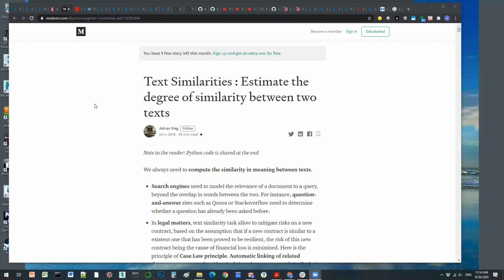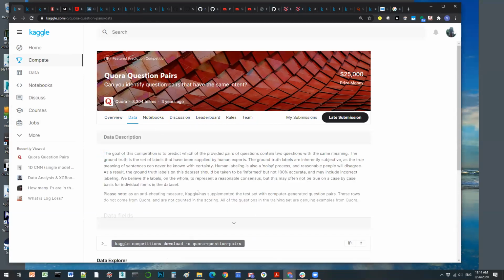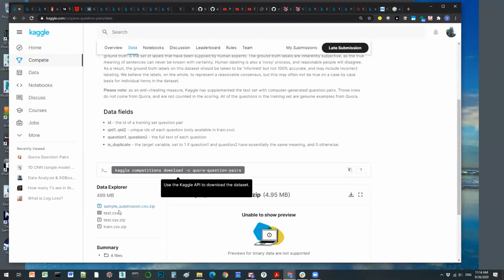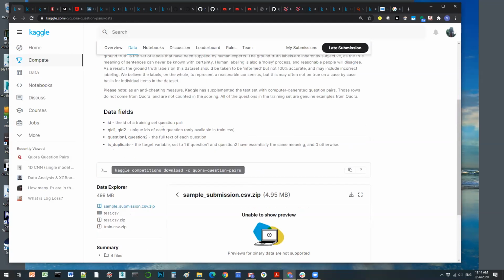Okay, so as I said, this is the basic description of the competition. As you can see here, there are many tabs. The data tab gives you the data, what the various fields are, what the size is, and so on. These are things that you can download to Google Drive, for example, and work there.